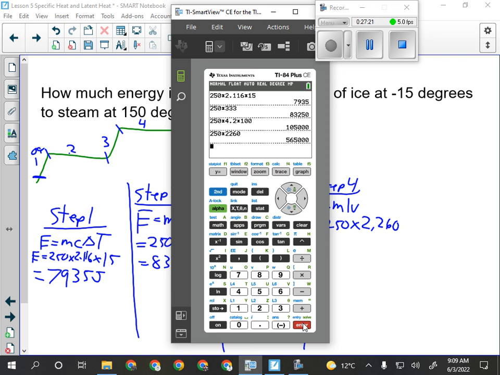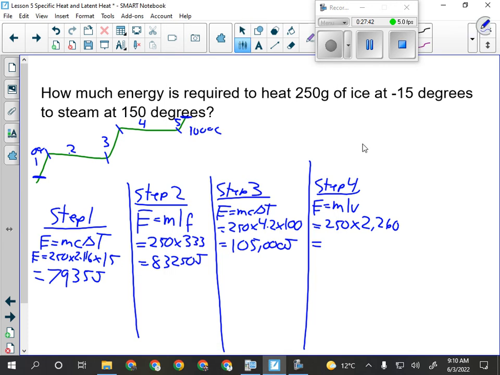Okay, 565,000 joules. It is more than the other 3 parts combined and multiplied by 3, almost. This is by far the most energy consuming part of the heating curve of water. So 565,000 joules.